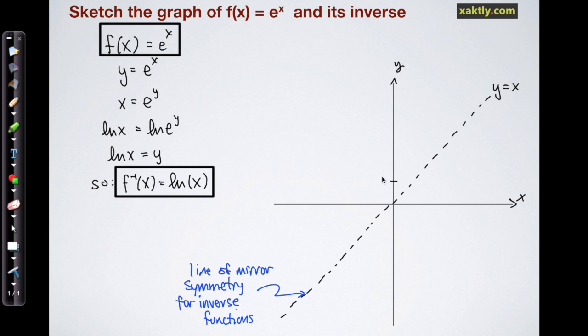Now, e to the x is a pretty simple exponential function. There's no translations that have been applied to it. So I know that f of 0 is equal to 1. So it goes through the point 0, 1. And it has this exponential behavior on the right. And then on the left side of the y-axis, it approaches the x-axis asymptotically. So the x-axis is a horizontal asymptote.